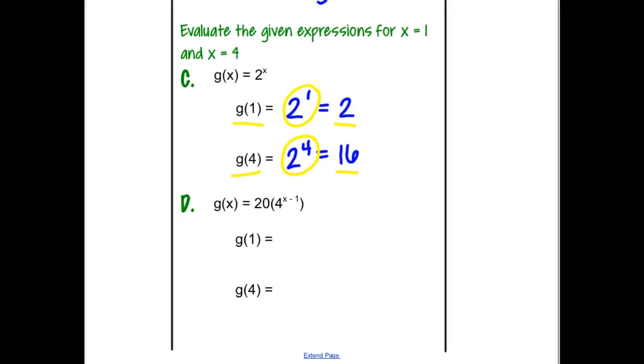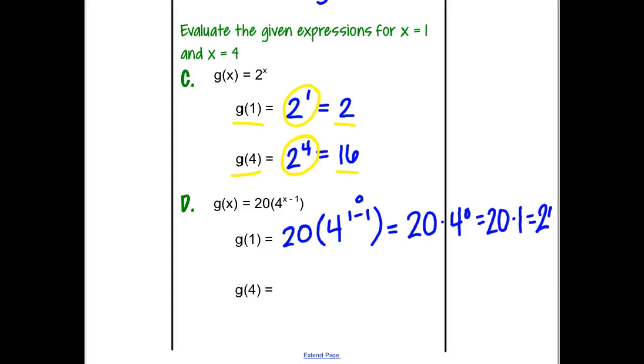So here we have 20 times 4 to the 1 minus 1 power. Well, 1 minus 1 is 0. 4 to the 0 power is 1. So this is really 20 times 4 to the 0, which equals 20 times 1, which is 20. Yes, I want to see all that work.